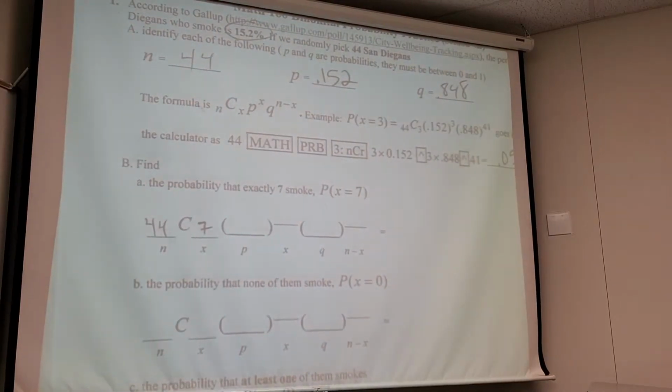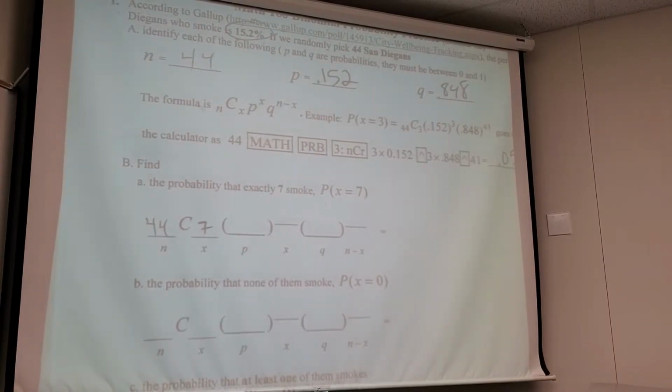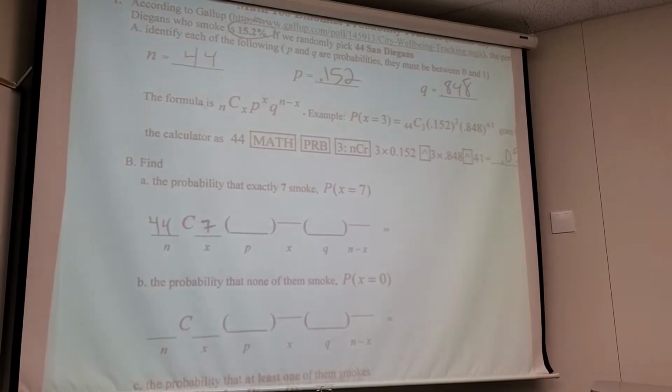P is always 0.152. I can't change the percentage of San Diegans who smoke by asking a different question. That would be freaky, right? I ask a different question, so I'm like, I'm done. I'm just gonna have a French accent. I'm sorry.